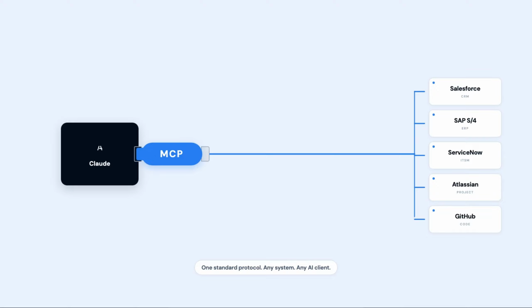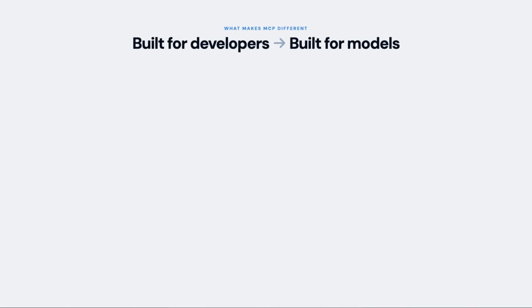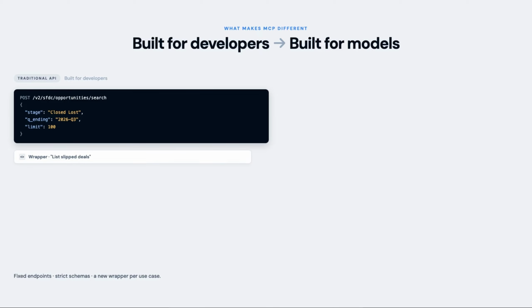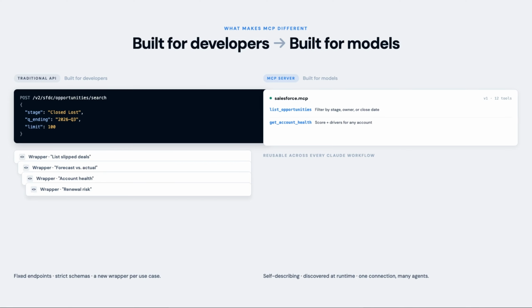This is not just another API wrapper. Traditional APIs are built for developers. Fixed endpoints, strict schemas, a new wrapper for every use case. MCP servers are built for models. They describe what they can do in a way the model understands at runtime. Once Salesforce is exposed through MCP, every future Claude workflow that touches Salesforce uses the same connection.